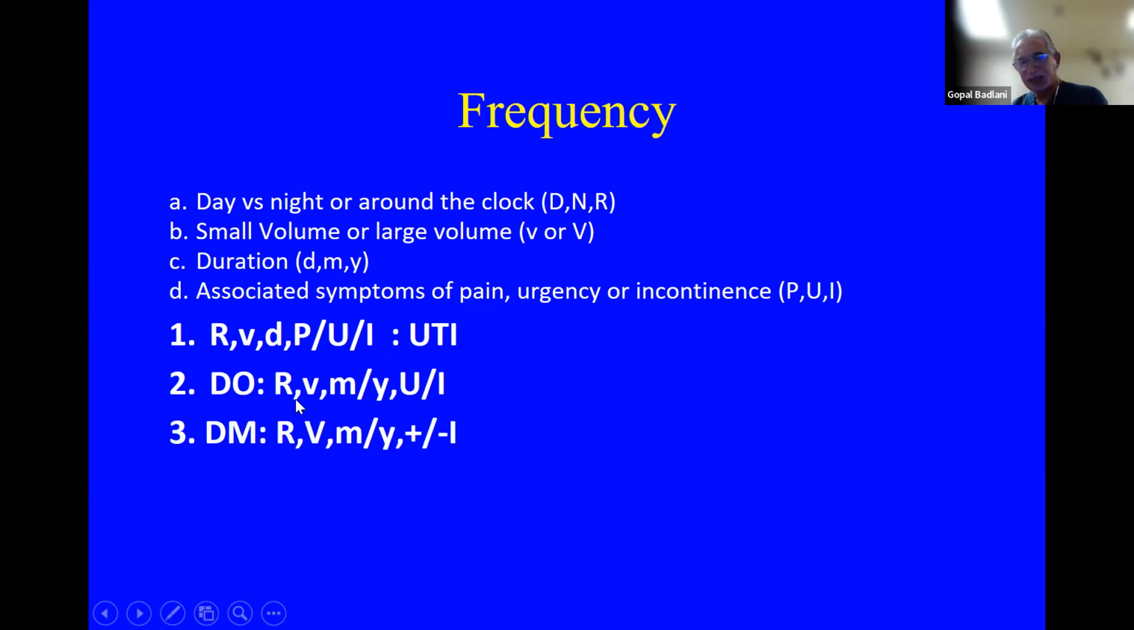If you take diabetes mellitus related frequency of urination, this is again around the clock, but it's large volume, present for months to years. It may or may not have urgency or incontinence. It's just volume induced frequency. A person with congestive heart failure or peripheral edema will have nighttime frequency, which is large volume, present for months or years. It may have urgency plus or minus incontinence.